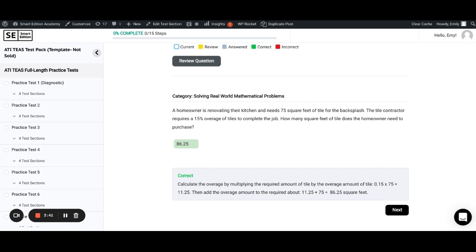So you calculate the overage by multiplying the required amount of tile by the overage. So it requires 75 feet. The contractor requires 15%, which is 0.15 written out as a decimal. So if you do 75 times 0.15, you're going to get 11.25. And then you just need to add this to what you already need to get, which is the 75 square feet. So 11.25 plus 75 is how you get 86.25.